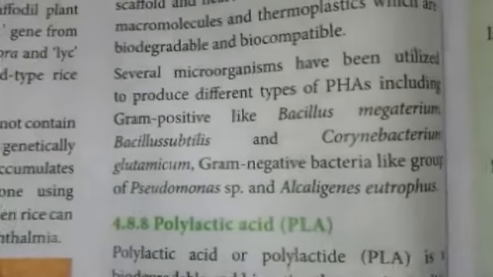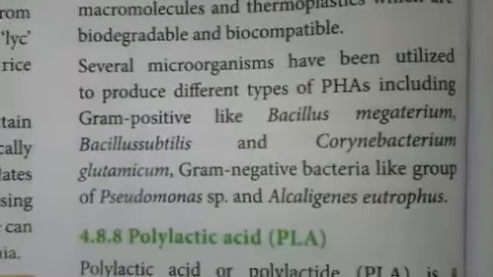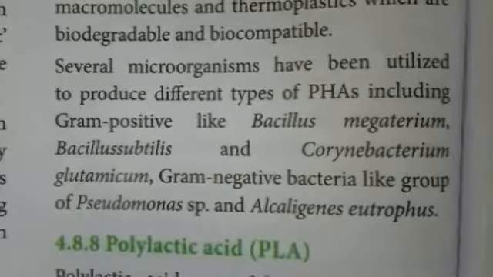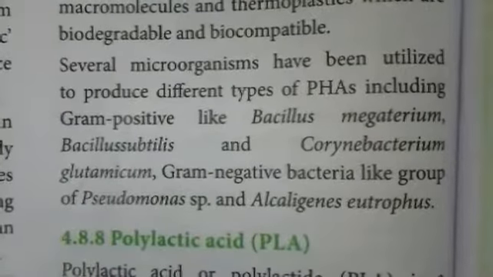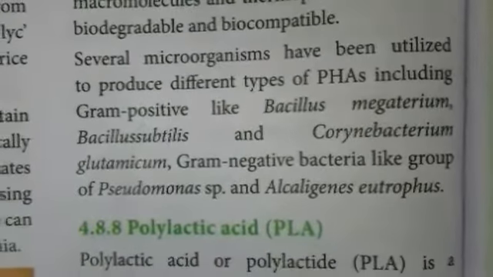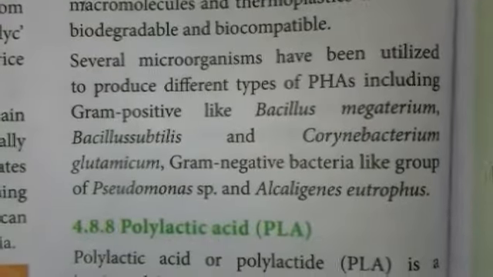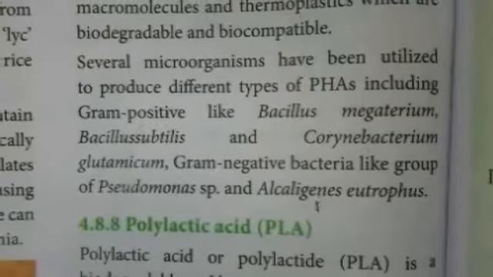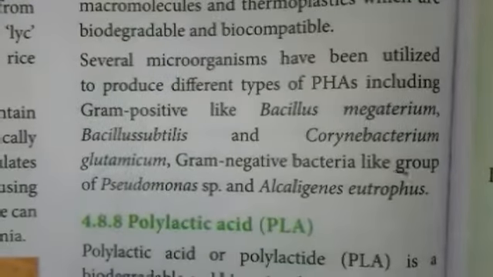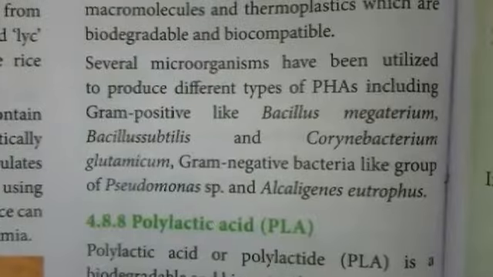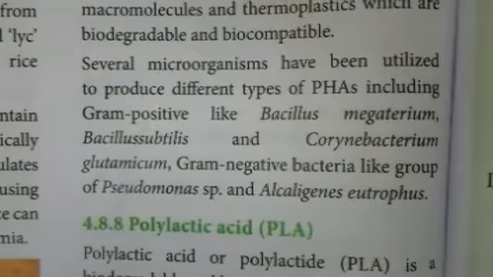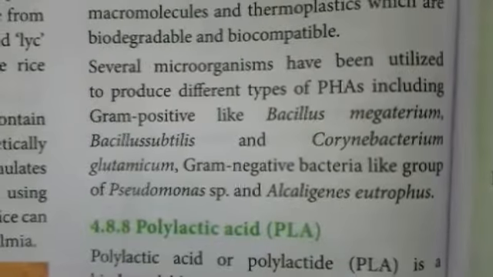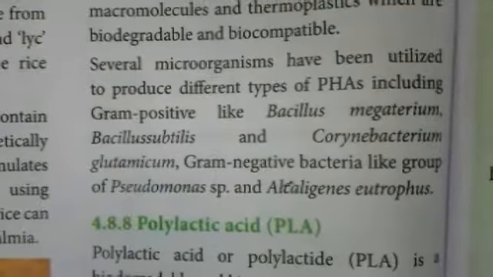Several microorganisms have been utilized to provide different types of PHAs, including gram-positive bacteria like Bacillus megaterium, Bacillus subtilis and Corynebacterium glutamicum, and gram-negative bacteria like the group of Pseudomonas species and Alcaligenes eutrophus. So these microorganisms are used to produce different types of PHAs.